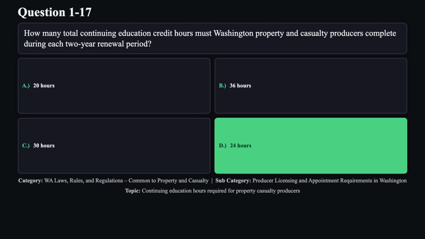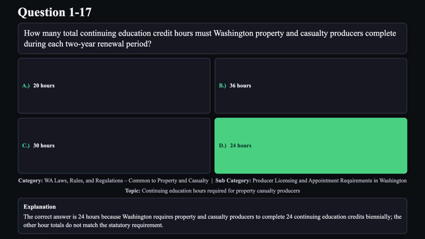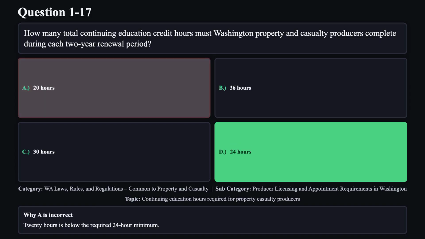The correct answer is D. The correct answer is 24 hours, because Washington requires property and casualty producers to complete 24 continuing education credits biennially. The other hour totals do not match the statutory requirement. Reason A is not correct. 20 hours is below the required 24-hour minimum.